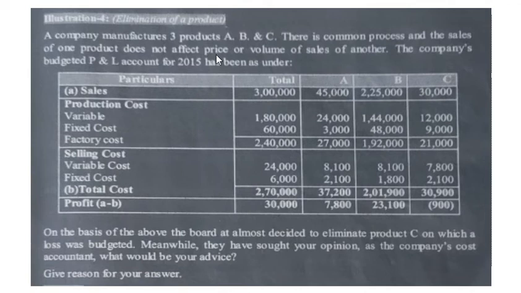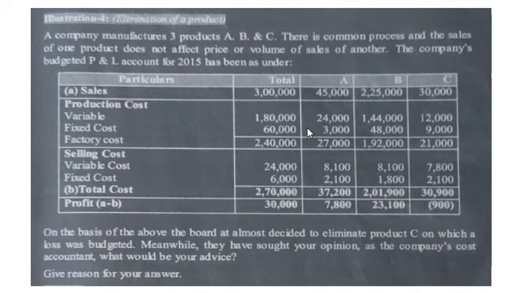A company manufactures three products A, B and C. There is a common process and the sales of one product does not affect the price or volume of sale of another. The company's budgeted profit and loss account for 2015 has been as under. They have given the total sales, and the sales for A, B and C. Then they have given us production cost, which they have classified as variable and fixed cost.